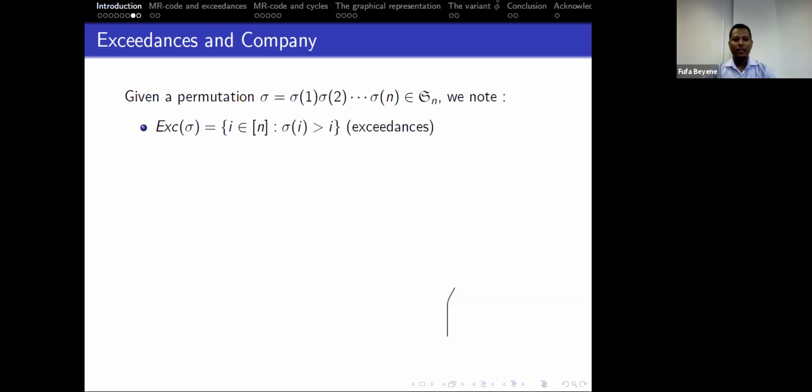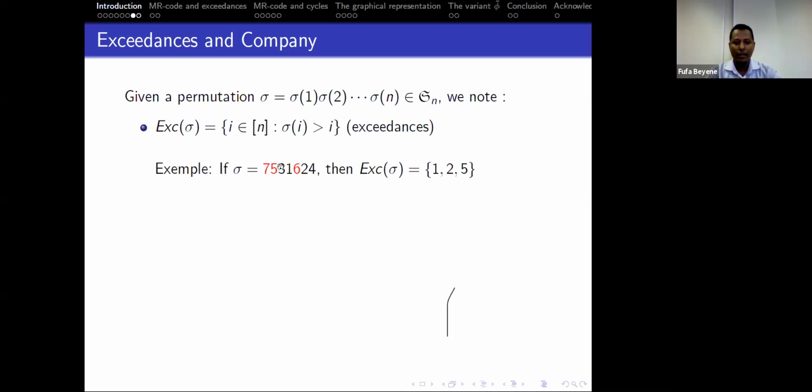Another important thing is some definitions regarding exceedances, anti-exceedances, and weak exceedances. The first one is, for a given permutation sigma, we can define the position i in this sigma as an exceedance if sigma of i is greater than i. And when you collect all such positions in a set, you will have the exceedance set. So the exceedance set of sigma is denoted by this notation, and it is defined by the positions i in [n] for which sigma of i is greater than i.